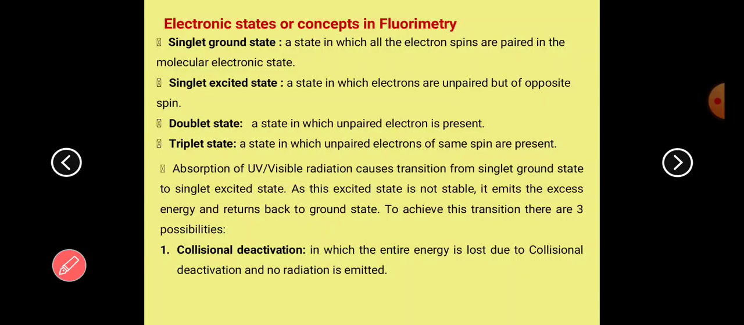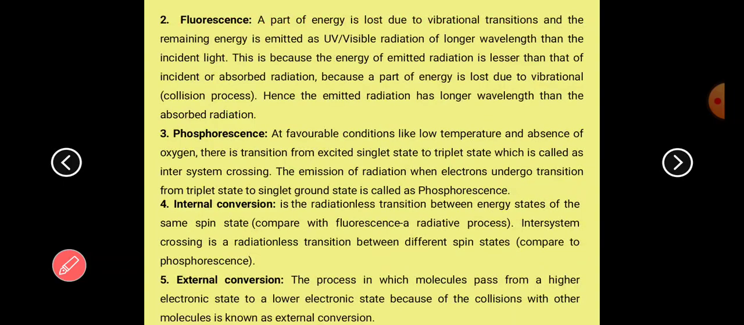Collisional deactivation, in which the entire energy is lost due to collisional deactivation and no radiation is emitted. Fluorescence, a part of energy is lost due to vibrational transitions and the remaining energy is emitted as UV visible radiation of longer wavelength than the incident light.